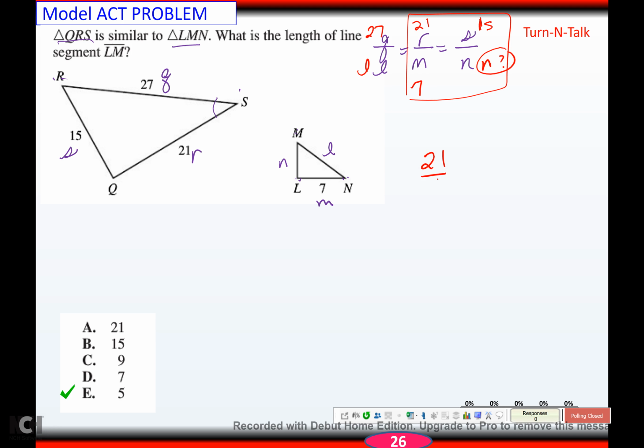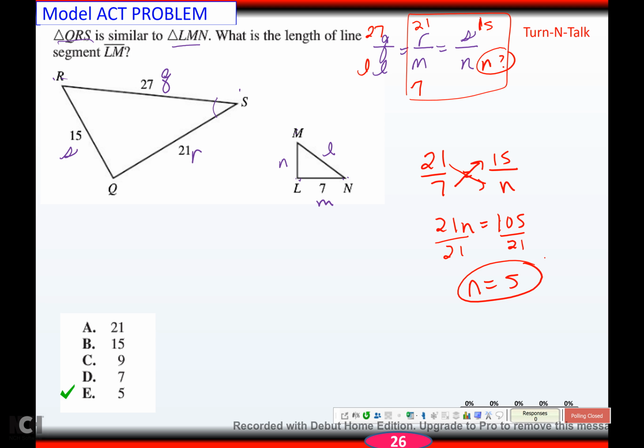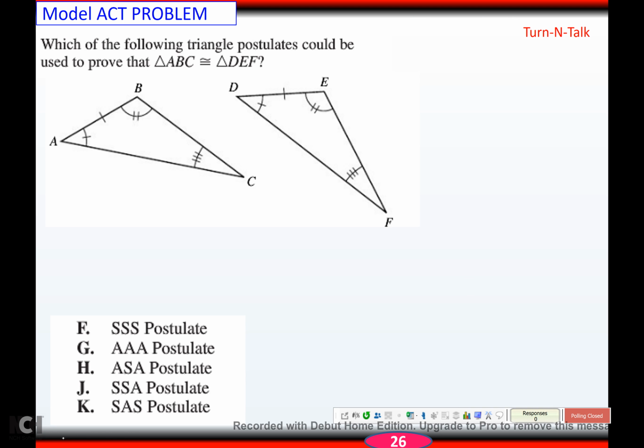It says 21 over 7 has to equal 15 over little n. And cross multiply, that's going to give me 21n equals 7 times 15, which is 105. Divide by 21, and I get n has to be 5. Okay? Try this one, hit pause, come back when you're ready.